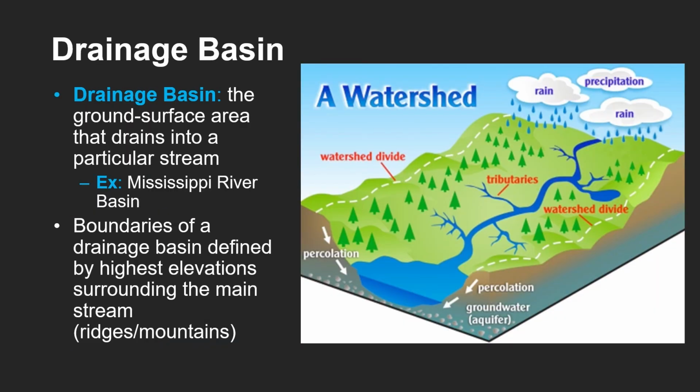A drainage basin, or watershed, is the land area that collects and directs water into a specific stream. For example, the Mississippi River Basin drains water from much of the central United States. The boundaries of a drainage basin are marked by high points, like ridges or mountains, that separate one basin from another.